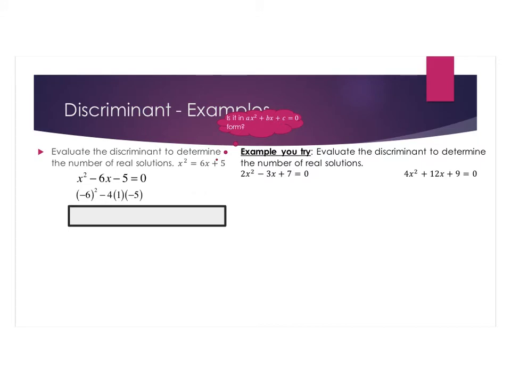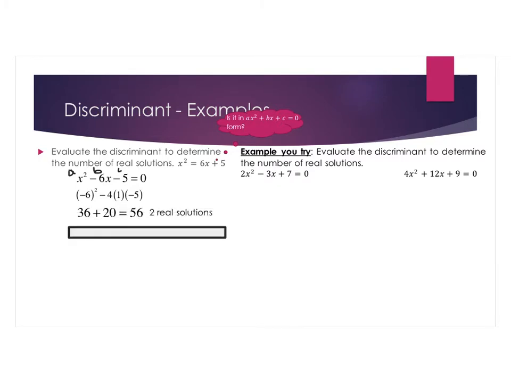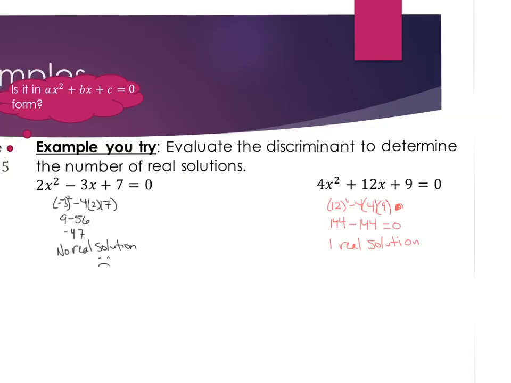Remember, your a value is 1, your b value is negative 6, and c is negative 5. And I would use a calculator from there. Notice we get a discriminant of 56. Because that's a positive number, that means we have 2 real solutions. I want you to take a minute or 2 and try the 2 example U-Tries. Hopefully you find the first example to have a discriminant of negative 47, which means there's no real solution, and the discriminant on the other example is 0, which means there's 1 real solution.